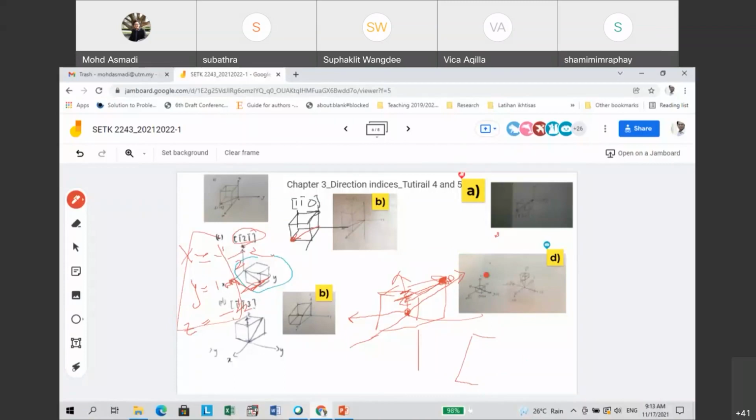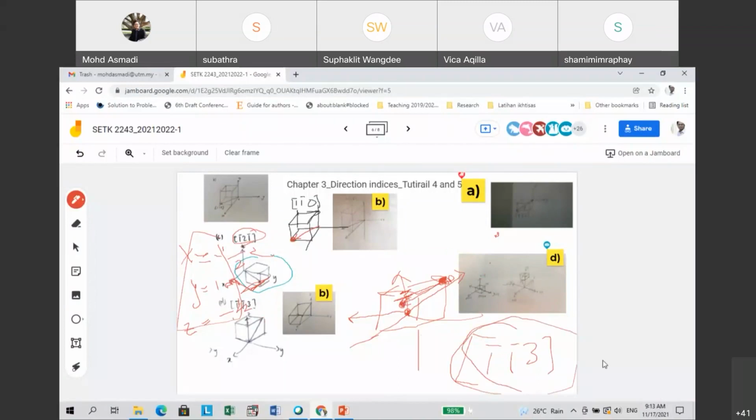At the tip of the arrow, right? At the tip of the arrow, one, three. This is you have to label. Okay, at the tip of the arrow. If the tip of the arrow is here, so you have to label based on this direction indices.